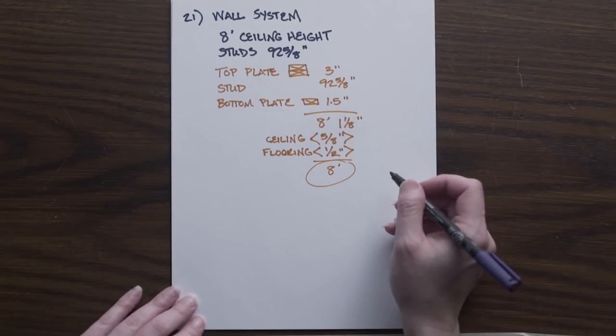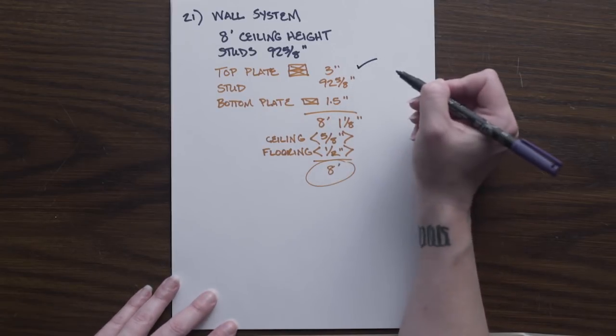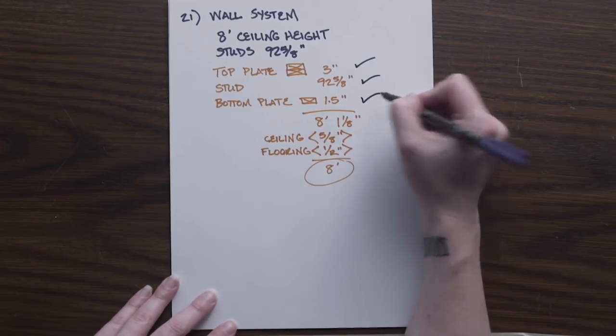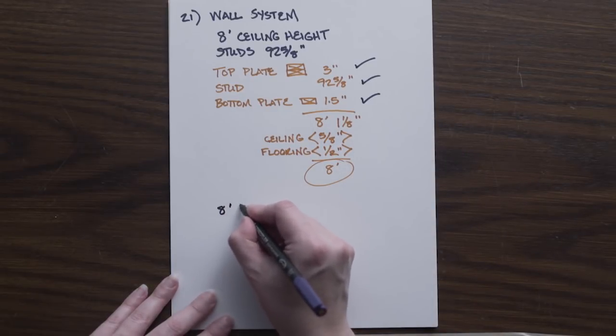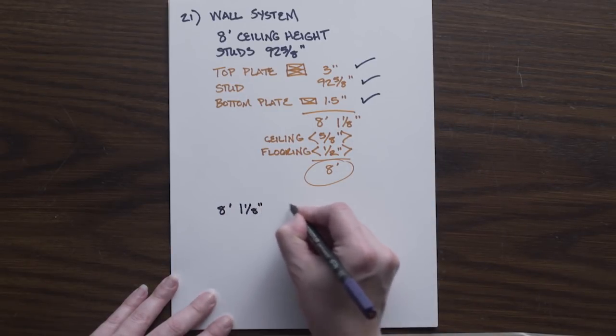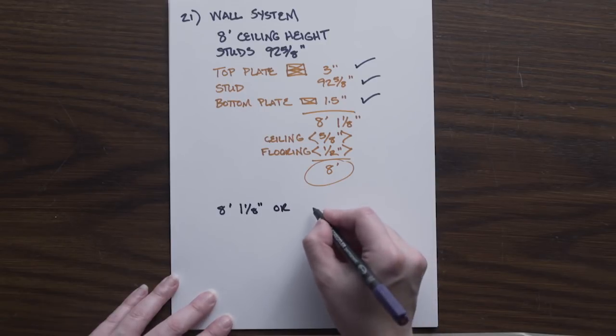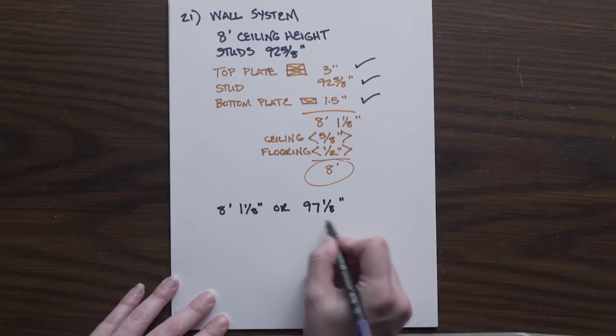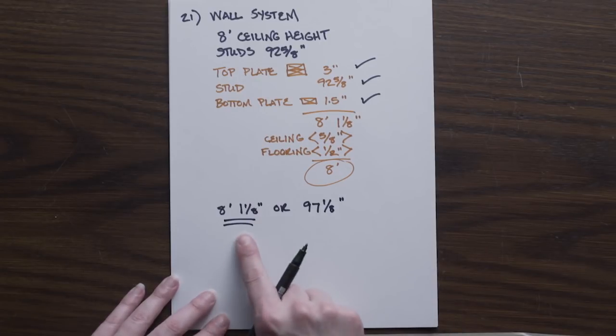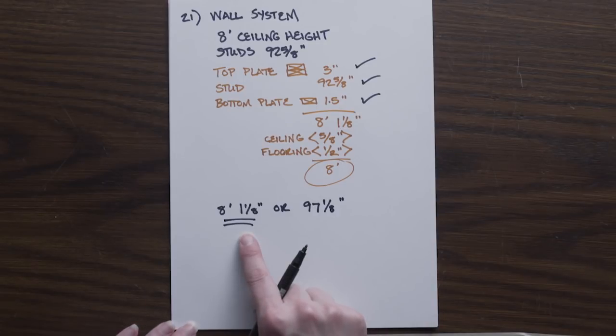So if we total up the double top plate, the stud, and the bottom plate, as I just showed, it is the 8 foot 1 1/8 inch. Or if we did leave it in inches, it is 97 1/8 total in inches, but typically we write in feet and inches when it is anything over a foot.